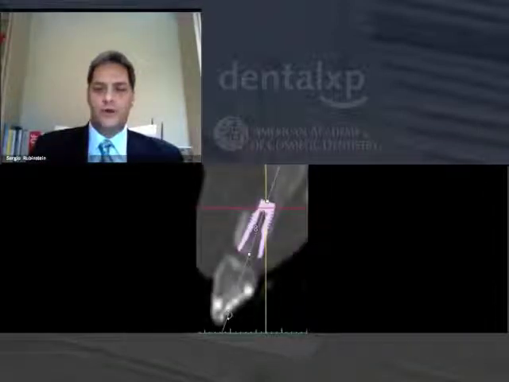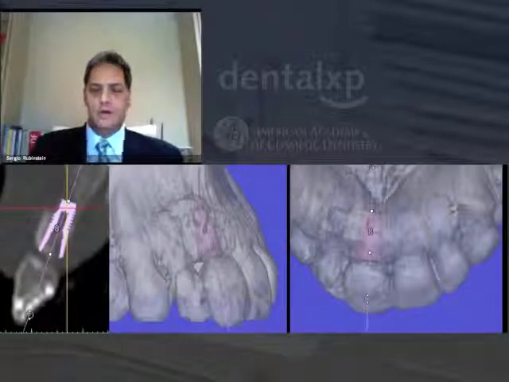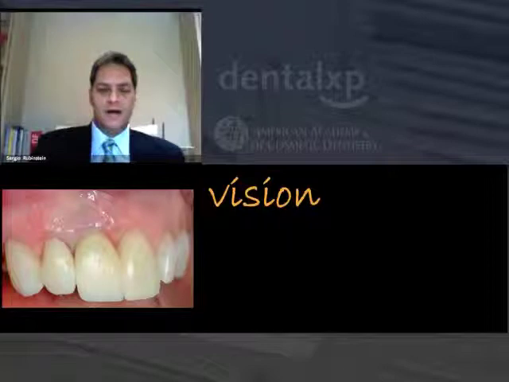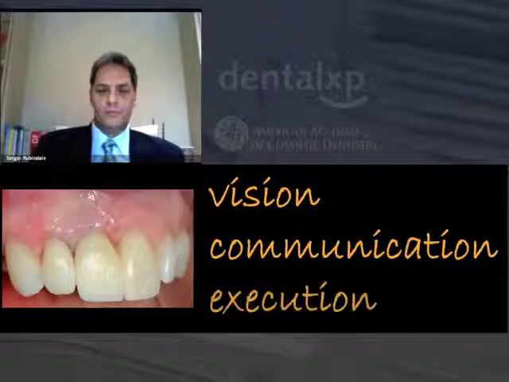Once we are able to correct the problem, we like to do some computerized tomography planning that will enable us to place the implant in the best possible position and be able to obtain an aesthetic outcome. Here we have a patient with 2 individual provisionals. This was accomplished through proper vision, communication that we like to establish as a team, and proper execution.